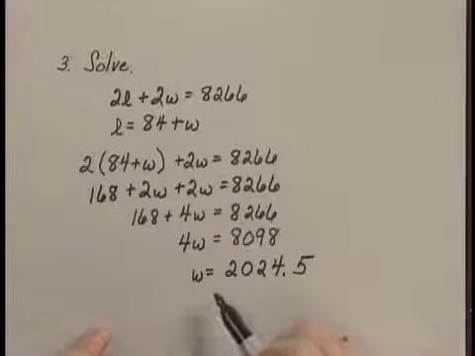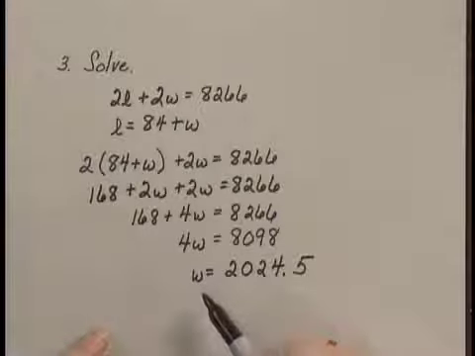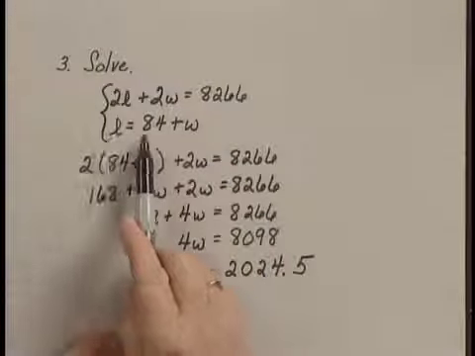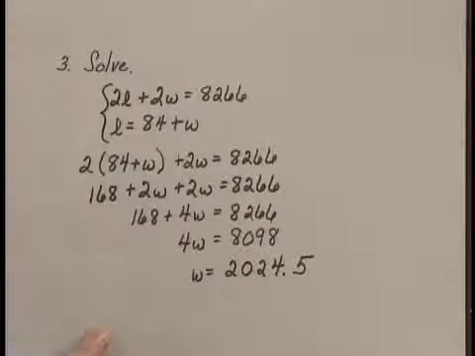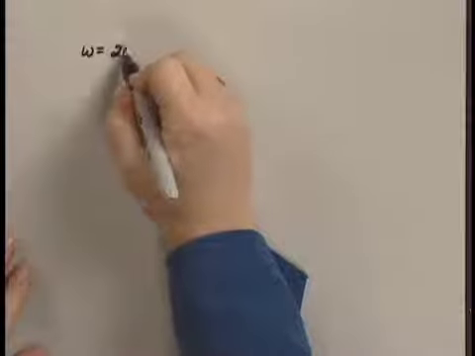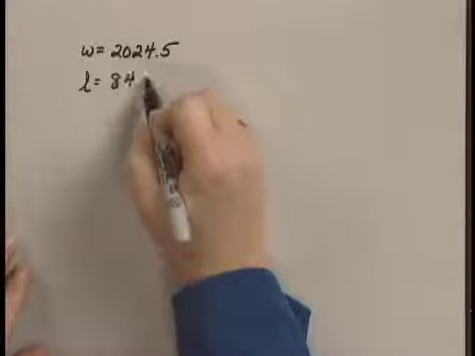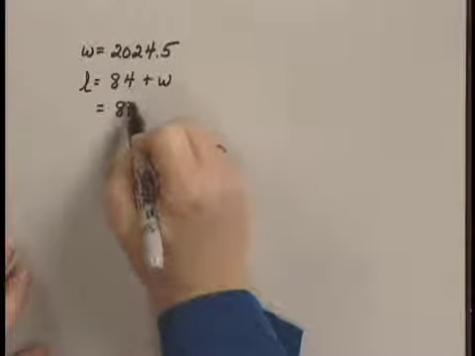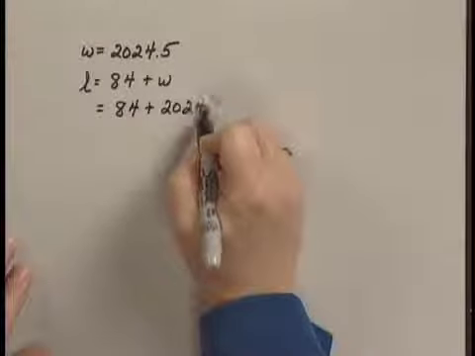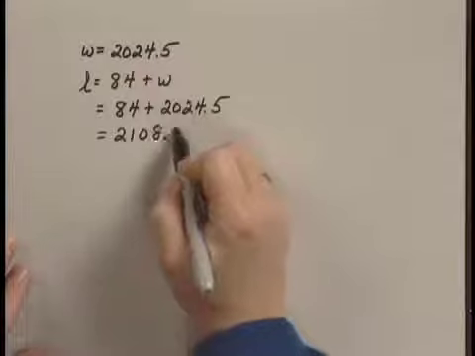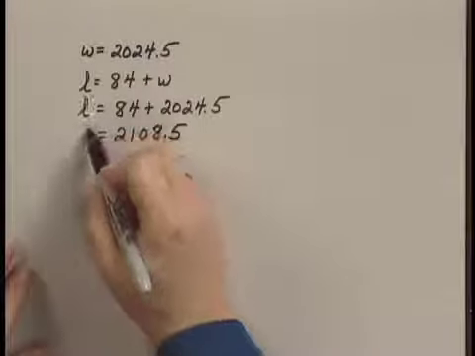Now when I found W, I have found, hopefully, the width of the field. I also need to find the length. Looking back at our system of equations here, I can see that the length was 84 more than the width. So I should be able to find the length by adding 84 to the width. I had that W was 2,024.5, so L would be 84 plus W, or 84 plus 2,024.5. And doing that addition, I have 2,108.5 for L.